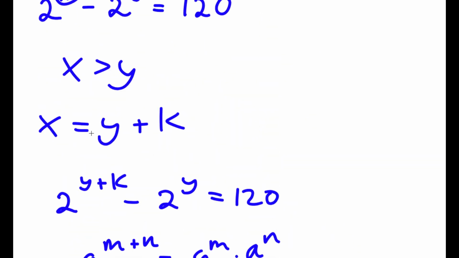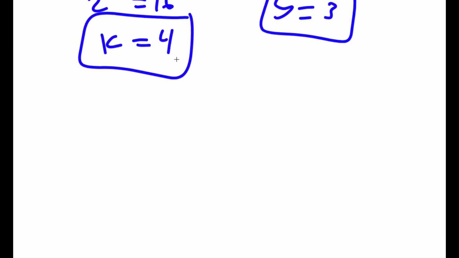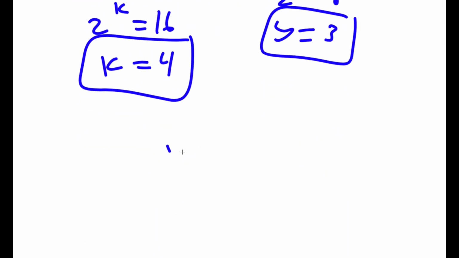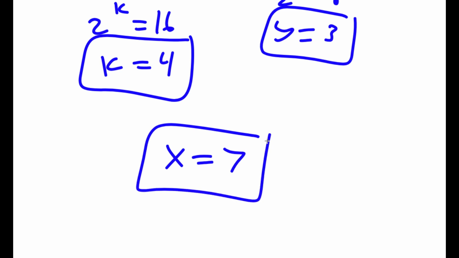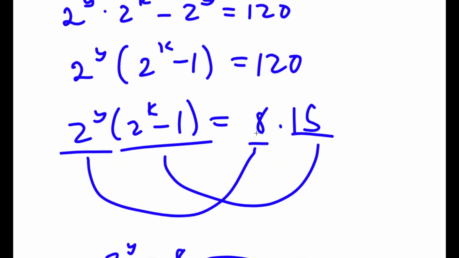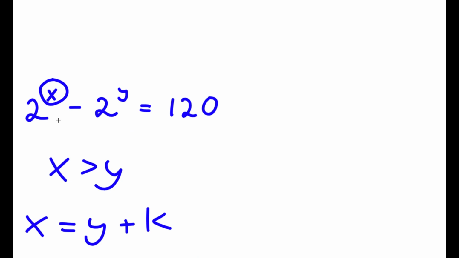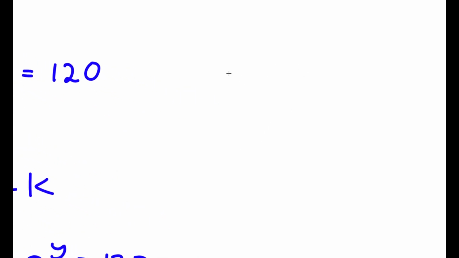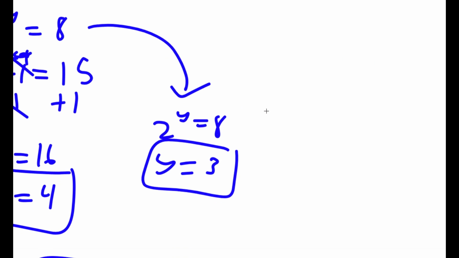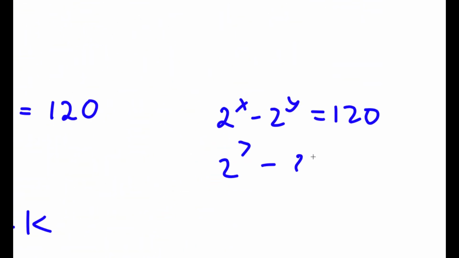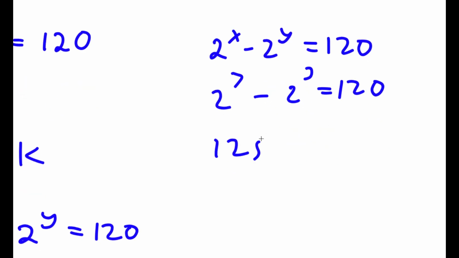Now remember how we set x equals y plus k, and k is 4, y is 3, meaning x is 7. So now to check, my original equation was 2 to the power of x minus 2 to the power of y equals 120. So we know that x is 7 and y is 3. 2 to the power of 7 is 128, minus 2 to the power of 3 is 8. So I get 120 is equal to 120.